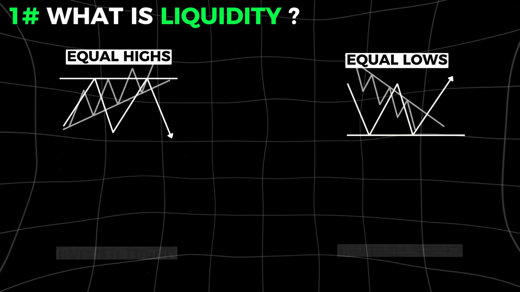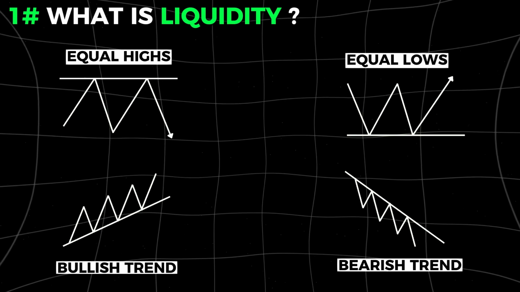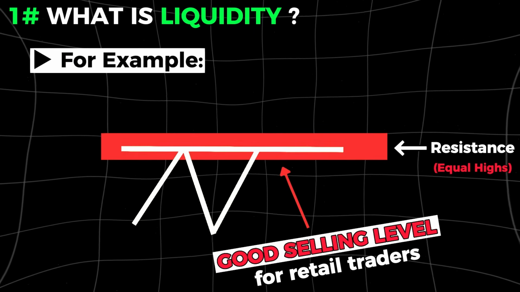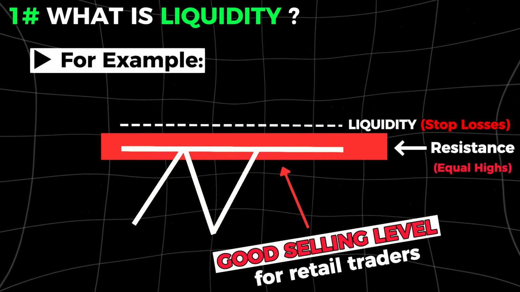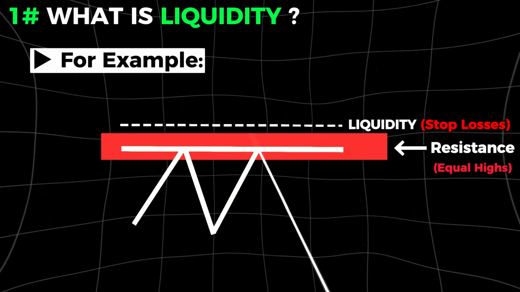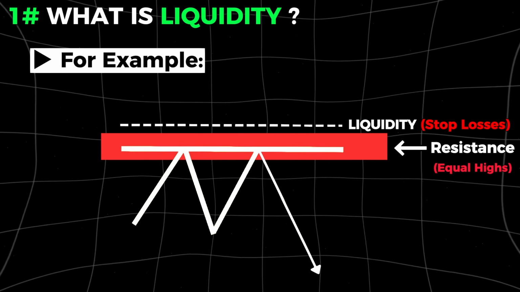Retail traders are often taught that when a market reaches a resistance level, it's a signal to sell. For example, after the second touch on resistance, that zone becomes a good selling level. Naturally, these traders will place their stop losses just above resistance, assuming the market will reject that area and move lower without breaking above it. But here's where things get interesting.